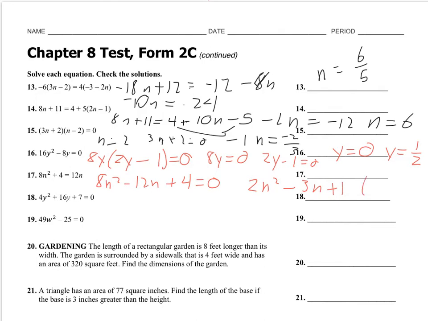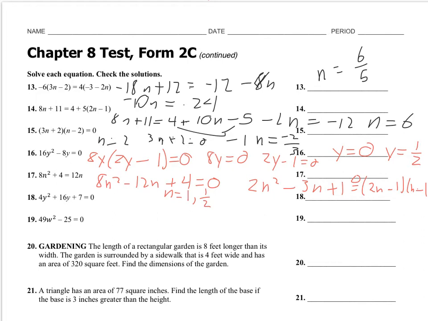So now if I factor that, I'm kind of running out of space here. I'm going to end up with 2n minus 1 and n minus 1. So if I set those equal to 0, I should end up with n equals 1 and 1/2.